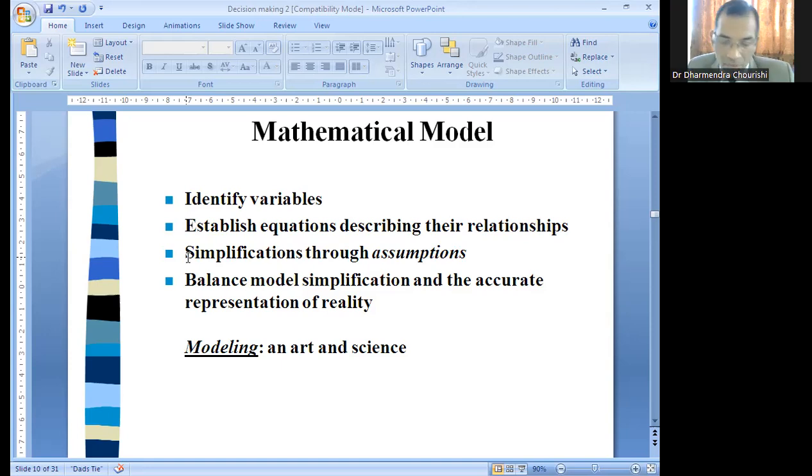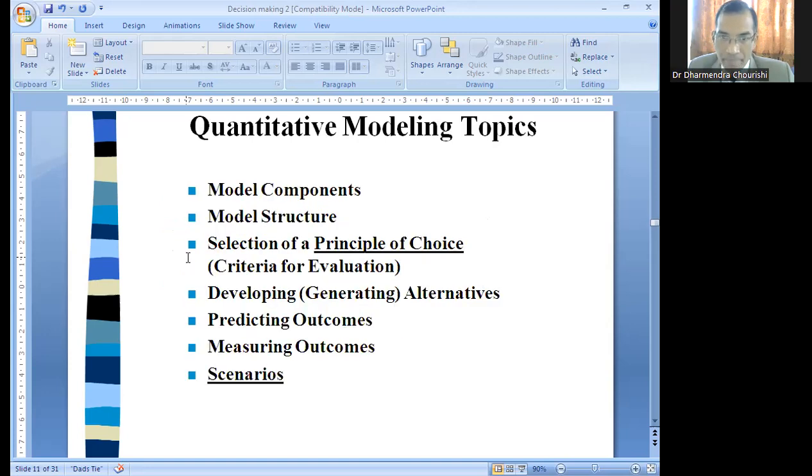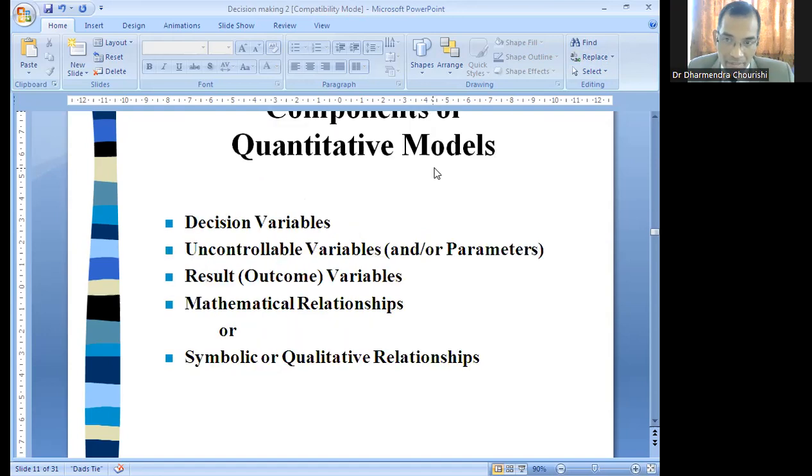And when we use some formula, some specific method, that will be science. We can use some quantitative modeling topics as well, like model concepts, model structure, selection of principle of choice, developing or generating alternatives, prediction, like how it will be measured, and scenario designing as well. So these are the things which we can consider also.